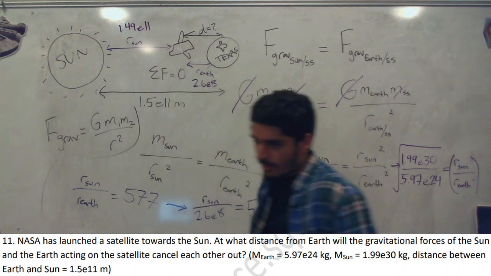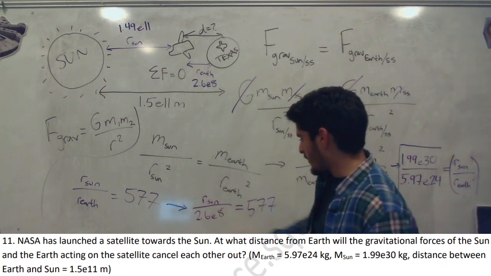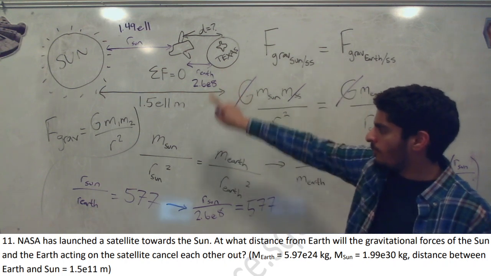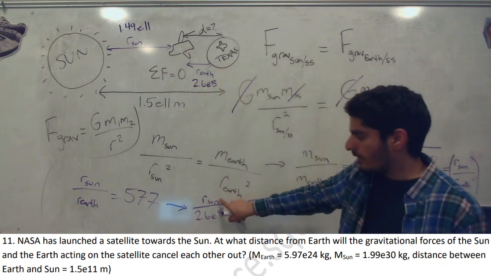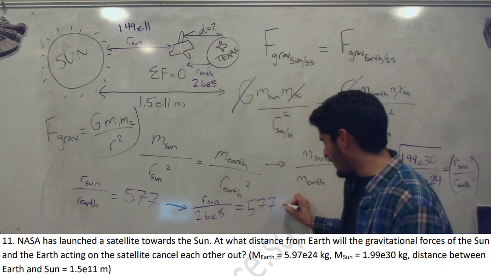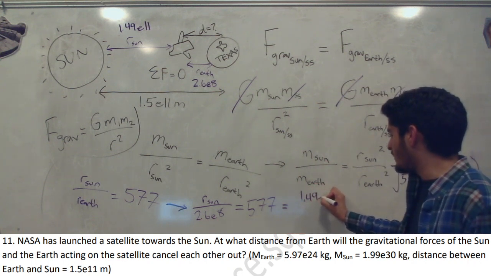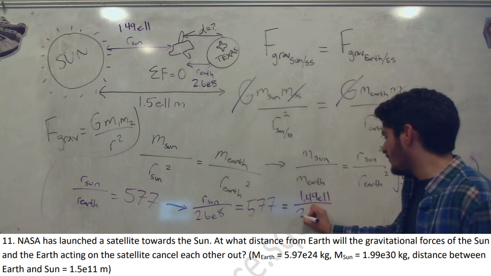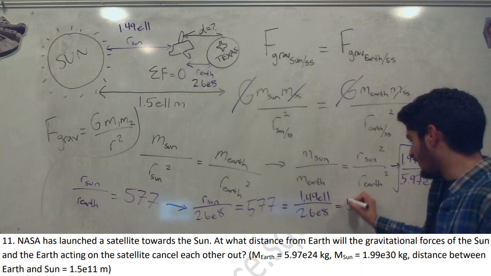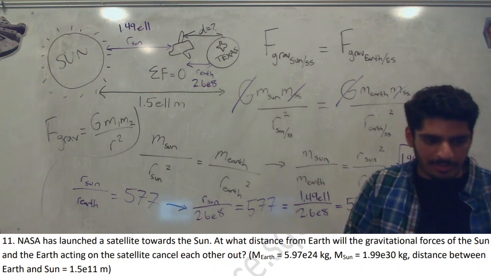And the reason I wanted to find that value is because now we have to check if this equation is correct. So if this is correct, if we were to plug in 1.49 E11 right there for our sun, we should get 577. Now what you'll find is when you do plug those in, 1.49 E11 over 2.6 E8, you do get roughly 576-ish, which is very close enough to be the right answer.